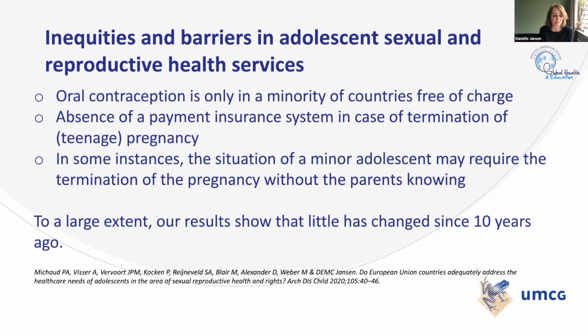The third barrier is related to privacy and autonomy of the adolescent. In some instances, the situation of a minor adolescent may require the termination of the pregnancy without the parents knowing. This may, for instance, occur when there is a risk for the adolescent being forced to marry or being sent back to her country of origin, or when there is a risk of the girl being molested or seriously beaten by her relative. And we also had done some research 10 years ago, and to a large extent, our results show that little has changed since 10 years ago. So these barriers I am now mentioning were also the barriers that existed already for 10 years.